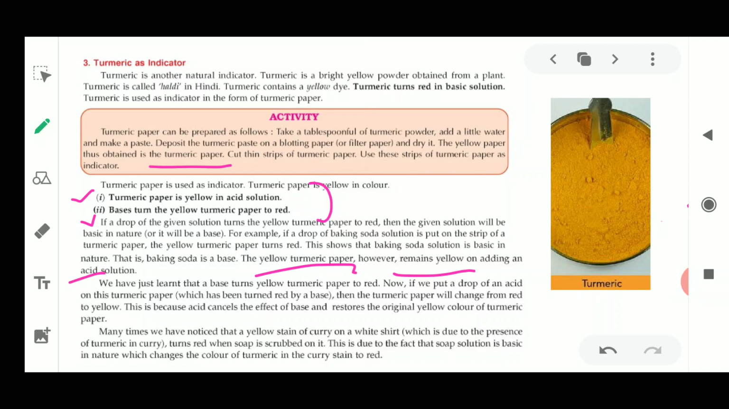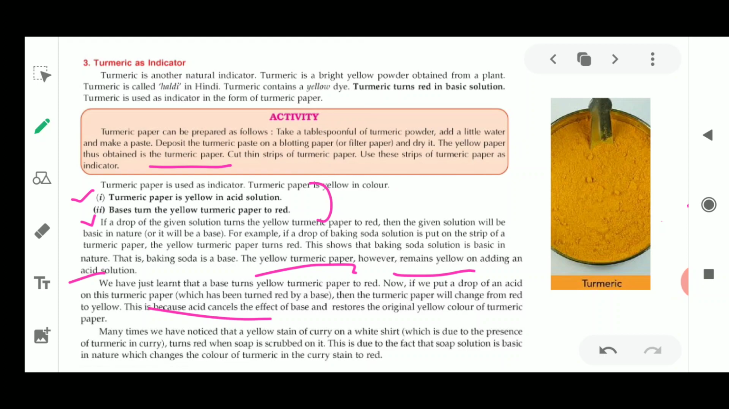So learn this. We have just learned that base turns yellow turmeric paper to red. Now if we put a drop of acid on the turmeric paper, then the turmeric paper will change from red to yellow. This cancels the effect of base and restores its original color.